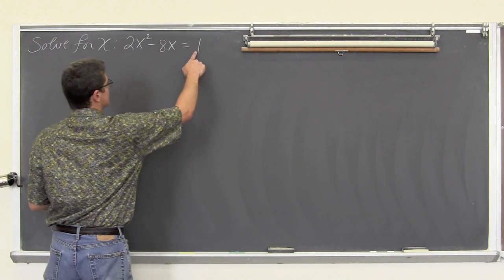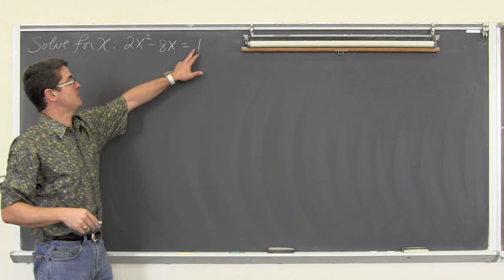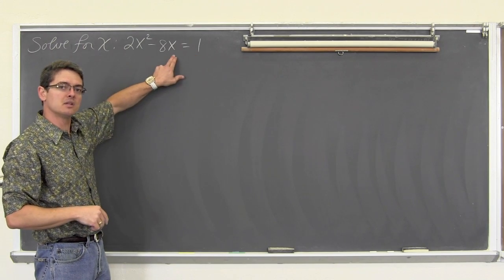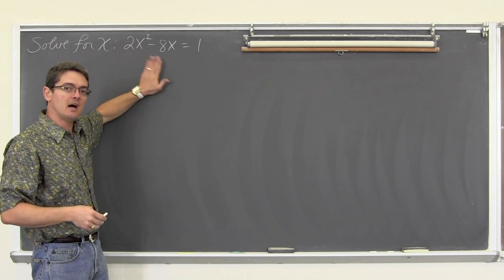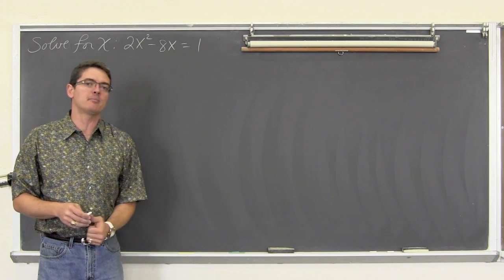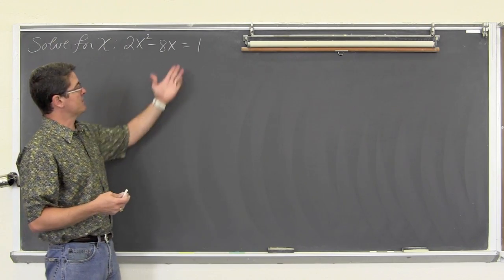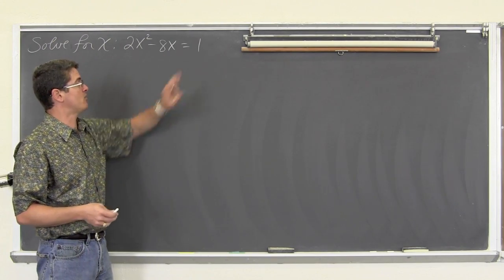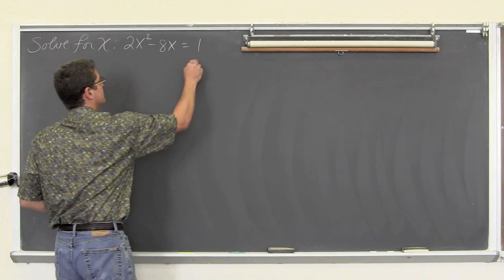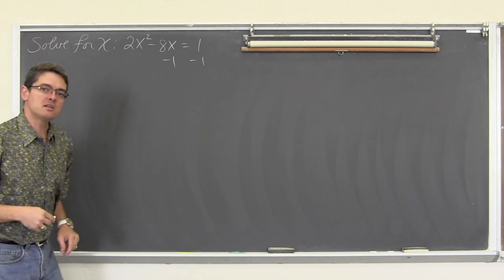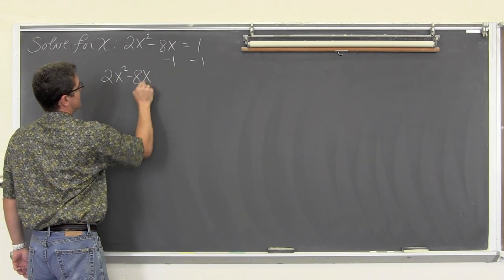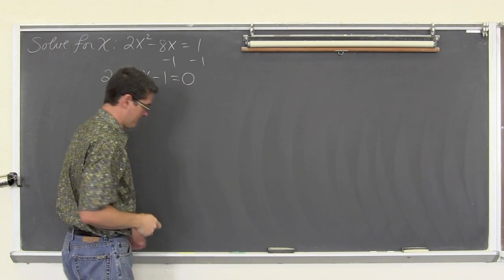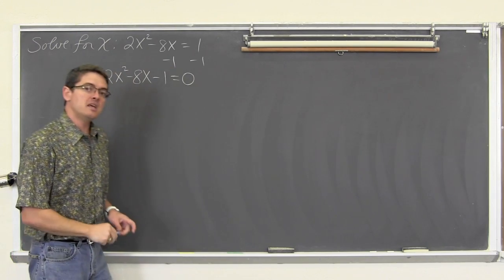So we're going to move this positive 1 from the right-hand side of the equation to the left. Anytime you move a term from one side of an equation to the other, you must do the opposite math operation that's holding it on that side. This is a positive 1. We're going to subtract 1 from both sides of the equation and get 2x squared minus 8x minus 1 equals 0. Identify a, b, and c.